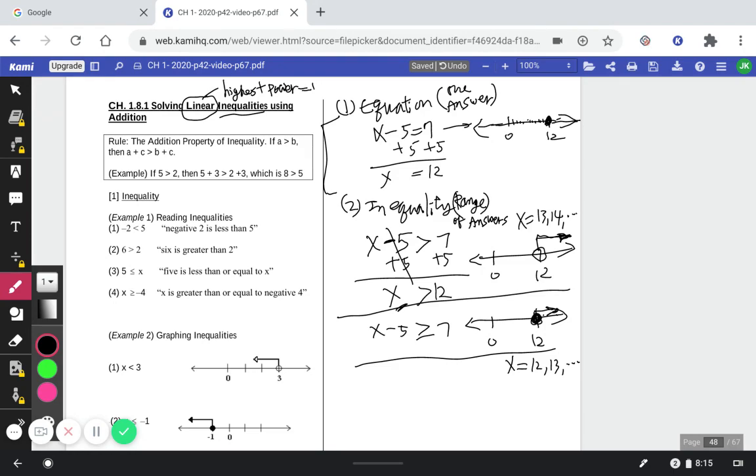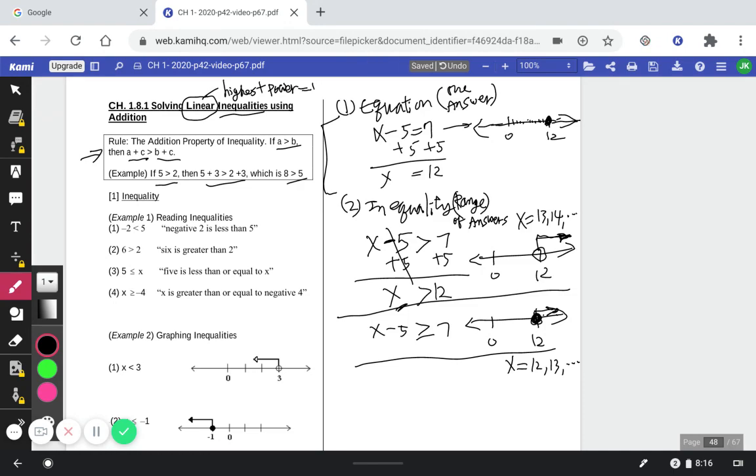Just quick differences. But again, what they're trying to say is you can solve this using the same method as solving an equation. The addition property of inequality is: if A is bigger than B, A plus C is also bigger than B plus C. So if 5 is bigger than 2, then 5 plus 3 is bigger than 2 plus 3 all the time, which is 8 is bigger than 5 in this case.